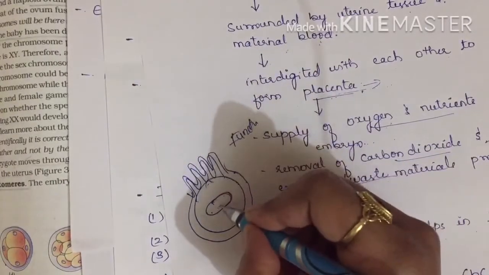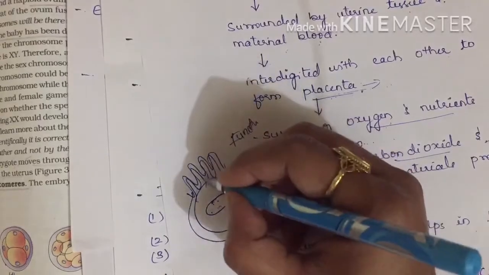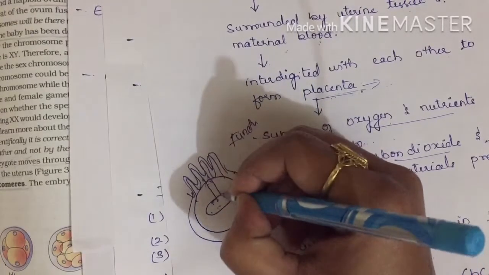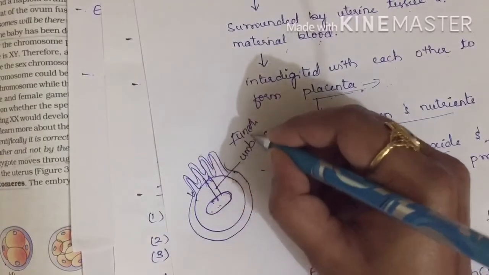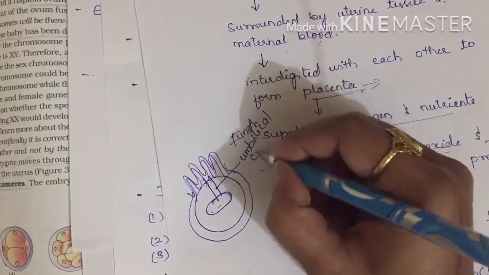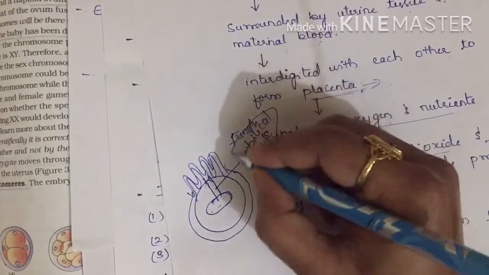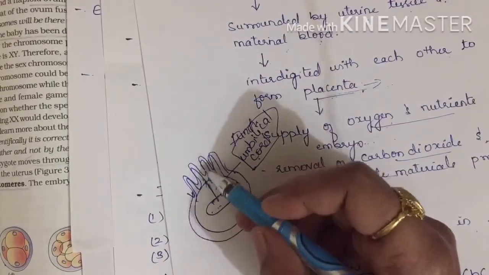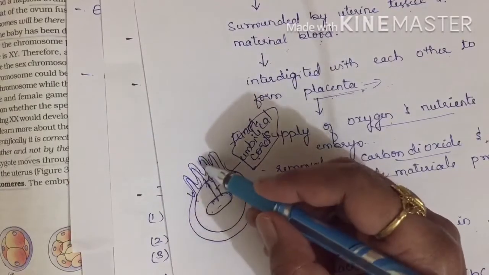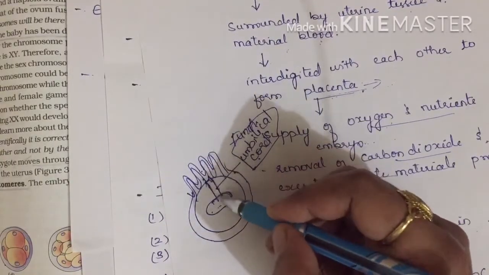Now this embryo should be connected to the placenta, so the two are connected through this connection, the umbilical cord. This umbilical cord, what does it do? It helps in transportation of food and nutrients from the mother to the fetus.